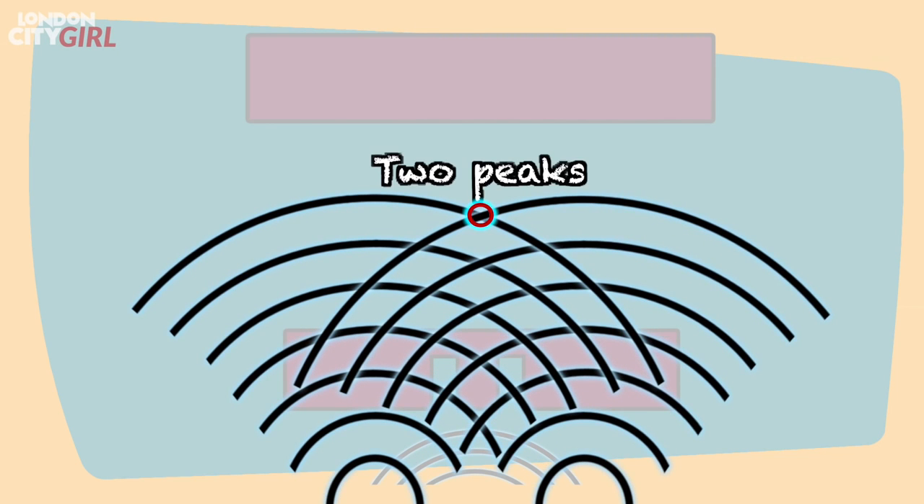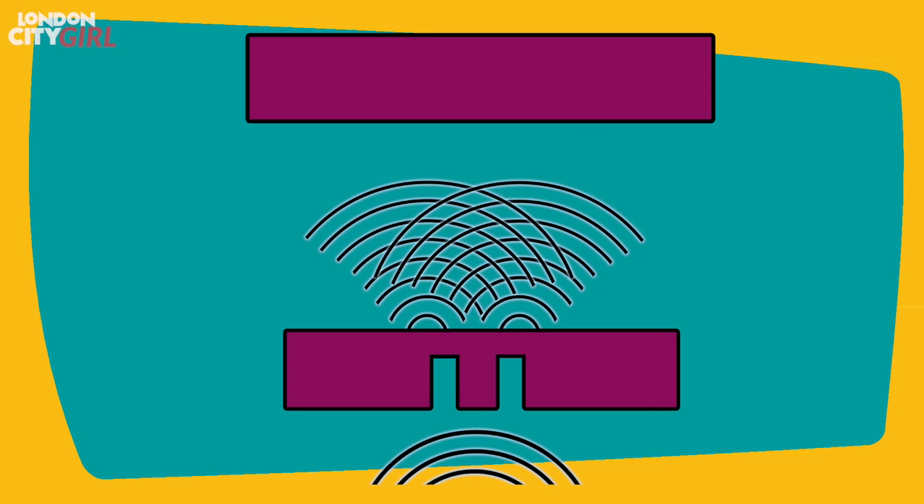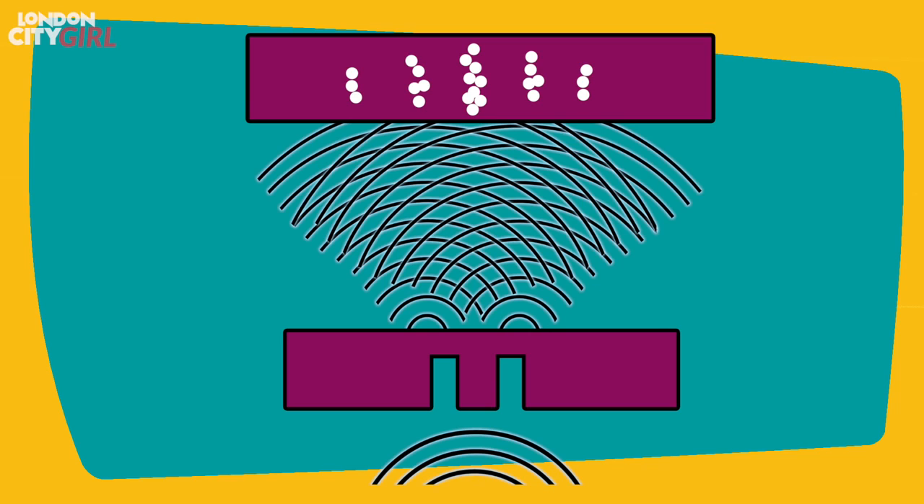The peaks meet here and reinforce each other, creating higher peaks, and the troughs meet here, also reinforcing each other, creating deeper troughs. And here a peak and a trough meet, cancelling each other out. The interaction between the waves results in the interference pattern at the detector screen. Where the waves are most intense, we find more of the electrons on the detector screen, and where they cancel each other out, there are no electrons on the detector screen.